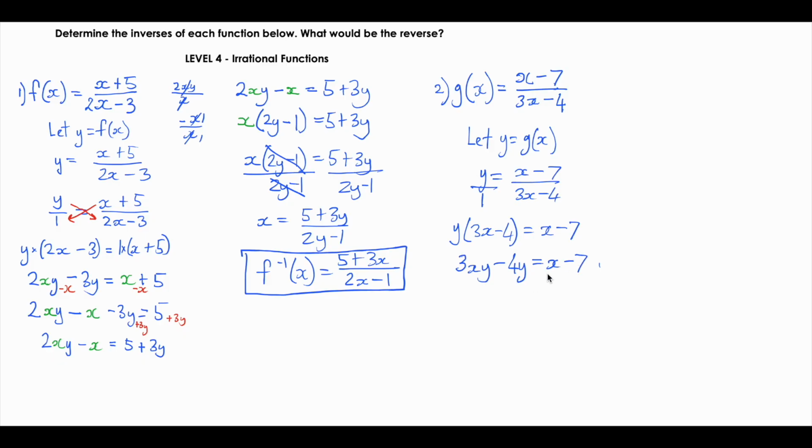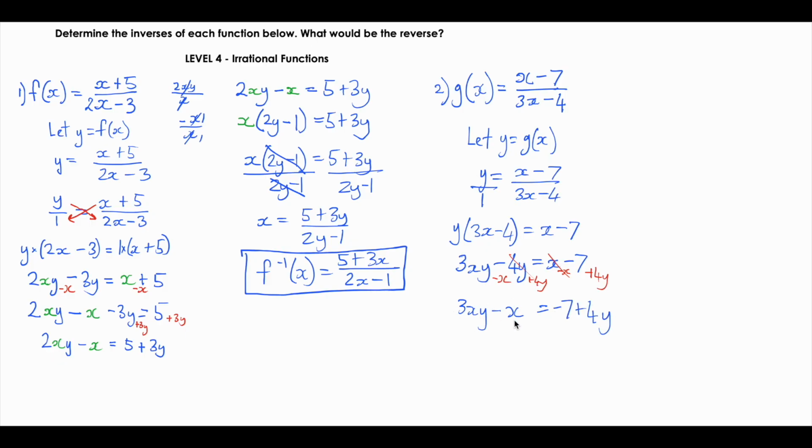Now we want to get the x's on one side and the rest on the other side. So we subtract x on this side to move it over, and add 4y. This cancels, this cancels. Remember, I had to add the 4y here, so I add the 4y here as well. So we'll have 3xy minus x equal to minus 7 plus 4y.